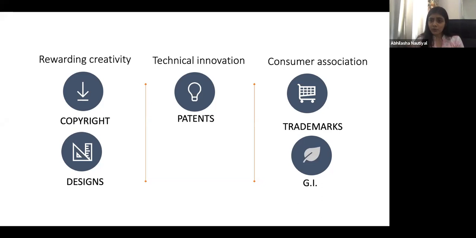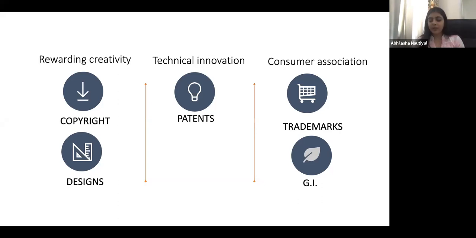Or for example, the trade-off with patent filing is public disclosure. And if you don't want public disclosure, then you look for other means of protecting that tech. Now we come to the last column, which is consumer association. And here there are two kinds of IP protection, which I've put in, which is trademark and geographical indications.